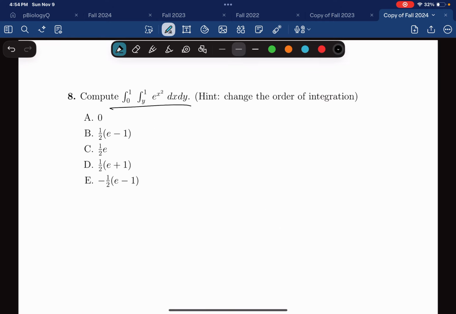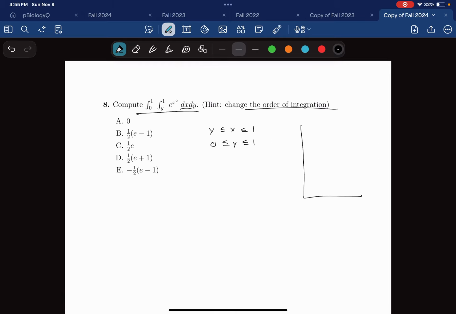Okay, compute this, change the order of integration. Cool. So we know that y less than x less than 1. 0 less than y less than 1. So if we pop this out over here, it looks like this, x equal to y, and then x equals 1, 0, y equals 1. So it would be like in here.